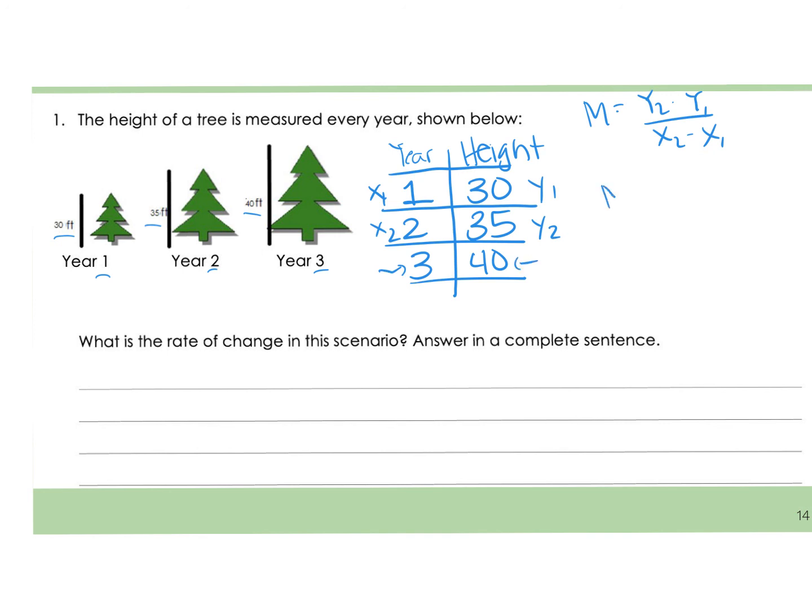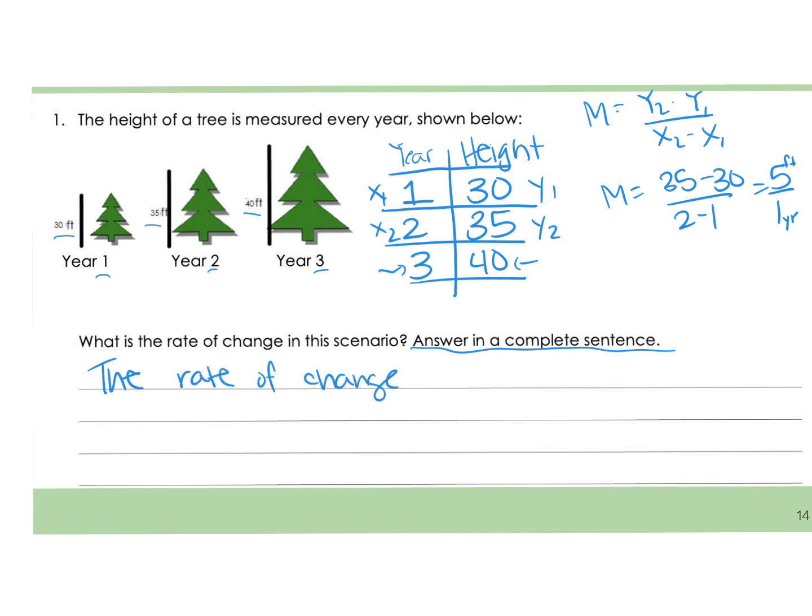So when I plug this in, I get 35 minus 30 over 2 minus 1, which is 5 over 1. 5 what? 5 feet for 1 what? For every 1 year. So it says answer in a complete sentence. What is the rate of change? The rate of change is an increase of 5 feet per year.